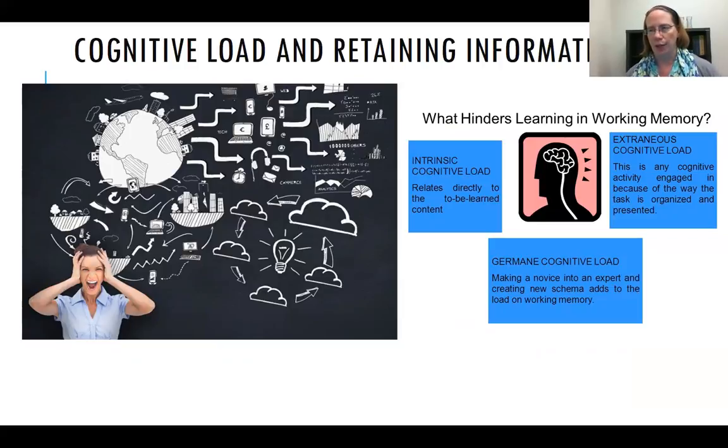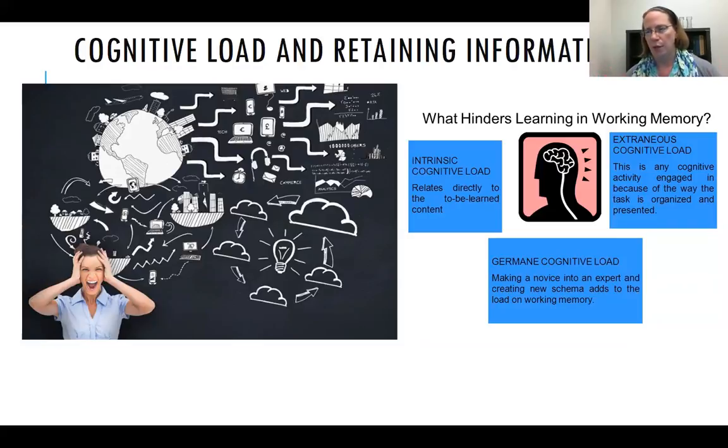Cognitive load is related to that idea. So this slide is called cognitive load and retaining information. There are three types of cognitive load. There is intrinsic cognitive load, and this is cognitive load that cannot be avoided. It is the amount of cognitive processing required to figure out how to do the task. So we will do this. There's no getting away from that.